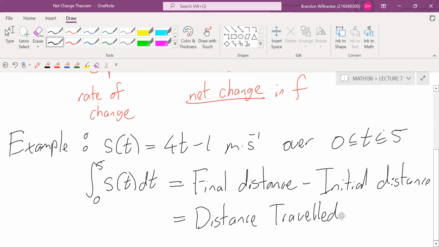Okay, and that's the idea that we're going for. We have some function that represents the rates of change. We want to know what is the net change over some interval. So we integrate the rates of change from the initial to the final, and that gives you the net change.